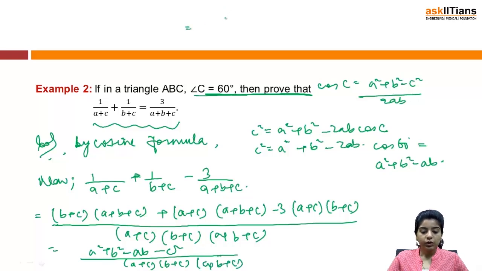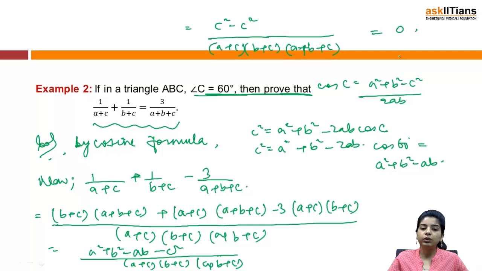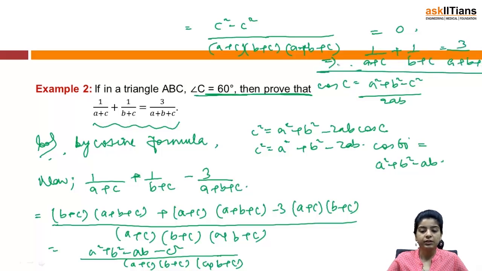So this is equal to, now see, c² was equal to a² + b² − ab. So this is what I get, (c² − c²)/((a+c)(b+c)(a+b+c)). So this is equal to 0, and this implies 1/(a+c) + 1/(b+c) is equal to 3/(a+b+c), right.